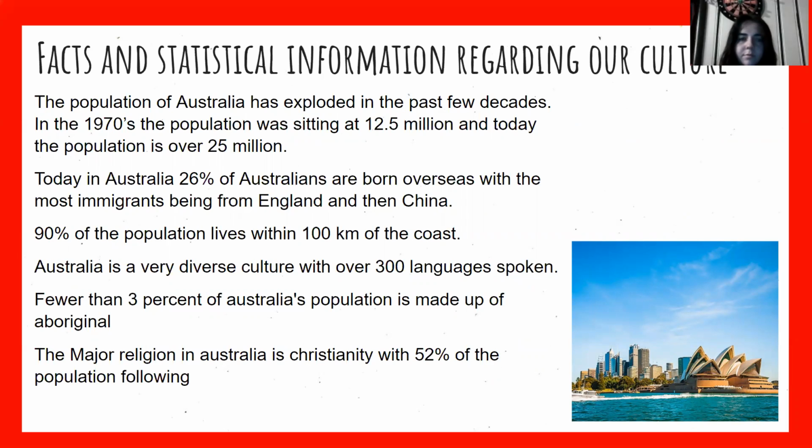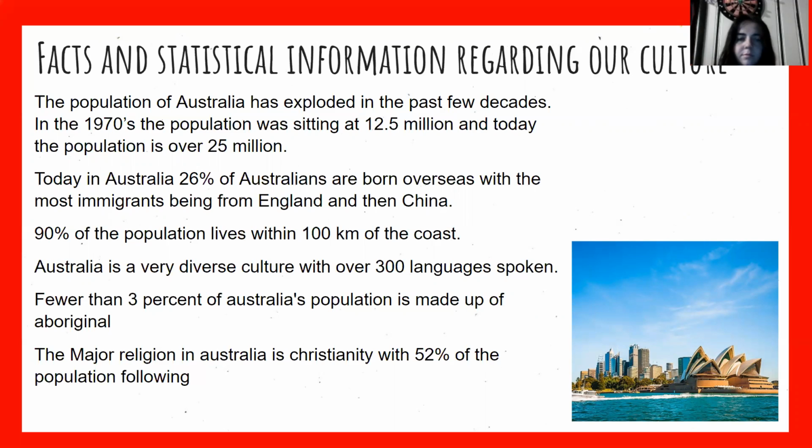The population of Australia has exploded in the past few decades. In the 70s, it was sitting around 12.5 million. Today, the population is over 25 million, so it's a big population jump in the last 50 years. Today in Australia, 26% of Australians are born overseas, with the most immigrants being from England and China.